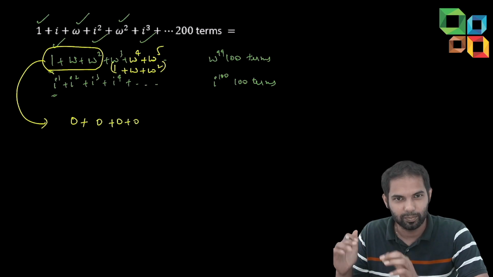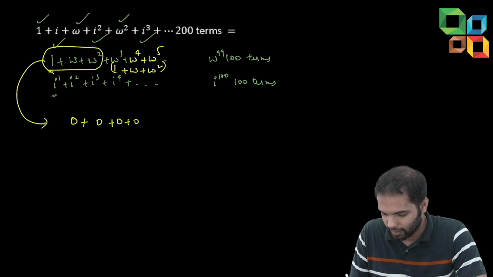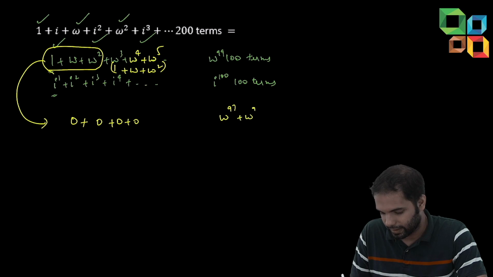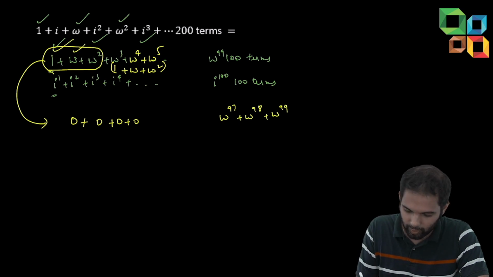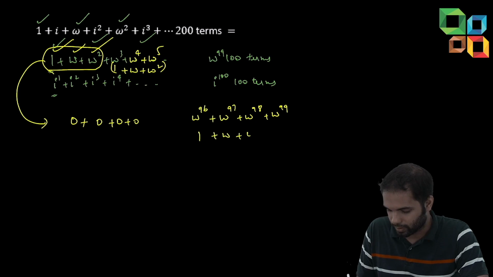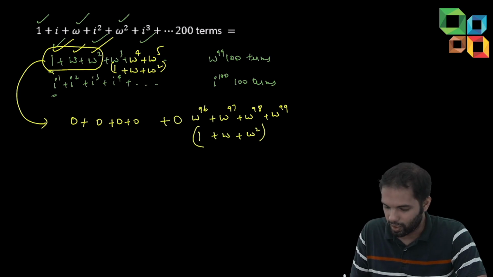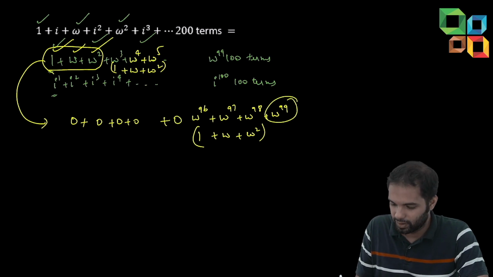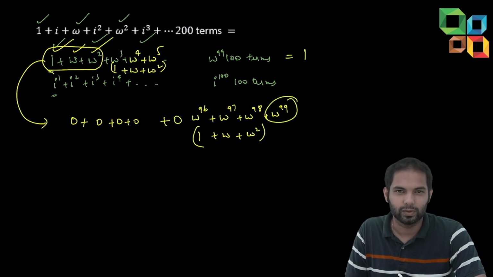We'll just see the last group, what it is. Omega power 97, omega power 98, omega power 99. We started with 1, omega, omega square. We'll start with 1 here. Omega power 96 is 1, this would be omega, this would be omega square. Again, this group would be equal to 0. What remains is one single term, omega power 99, which is equal to 1.